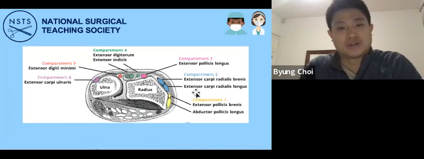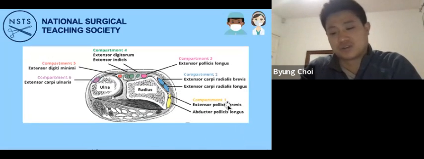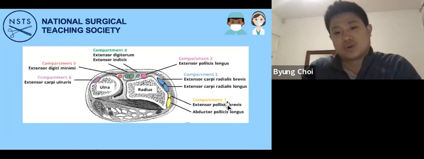So compartment 1 makes up part of your scaphoid triangle. My mind has just gone blank for that space. Anyone wants to put it in the chat? You've got that border there, extensor pollicis brevis and abductor pollicis longus.